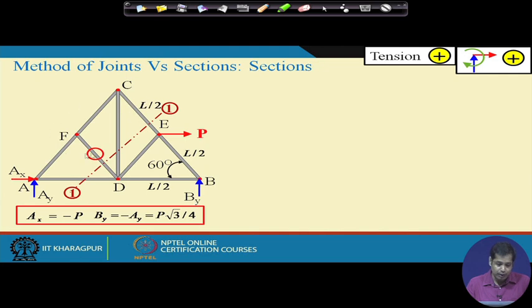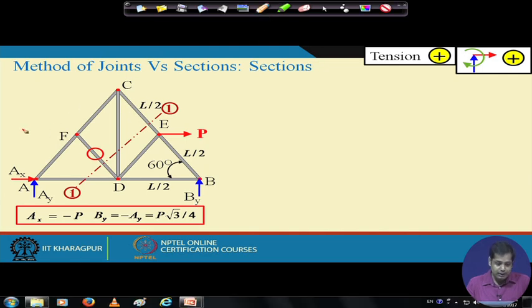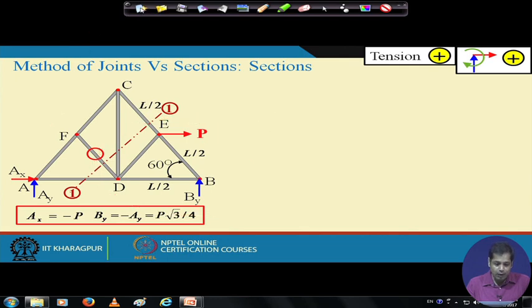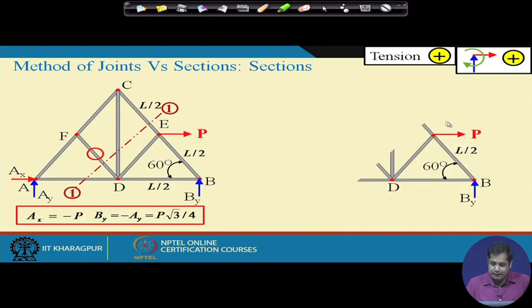into two parts. One is on this side, and another is on this side of the section. Now, let us consider this side of the section, this part, and draw the free body diagram of this part. Take this part, which is separated from the entire structure.